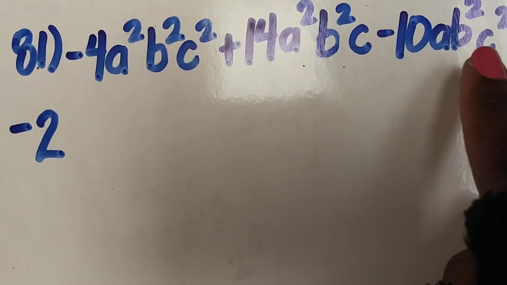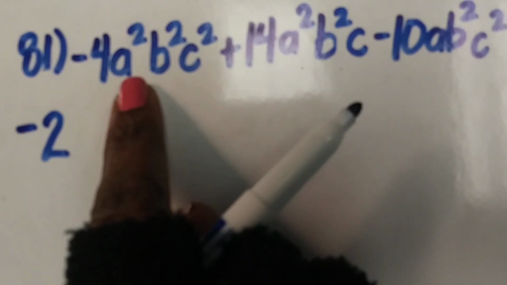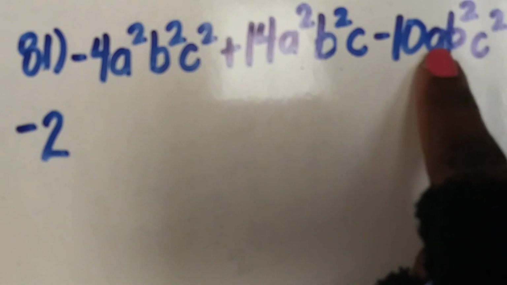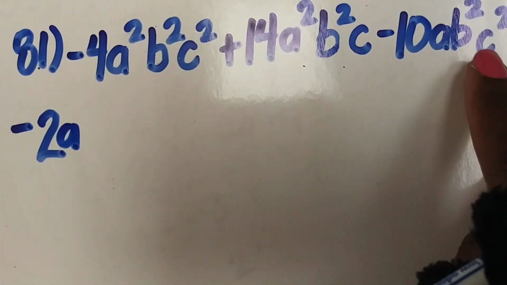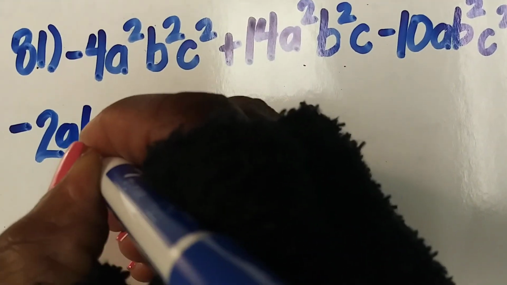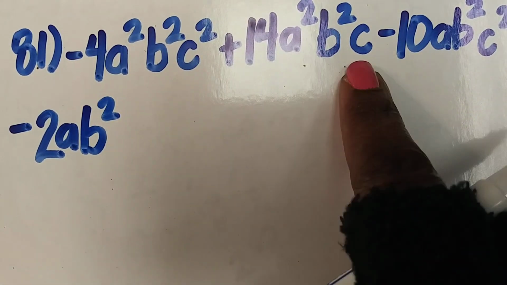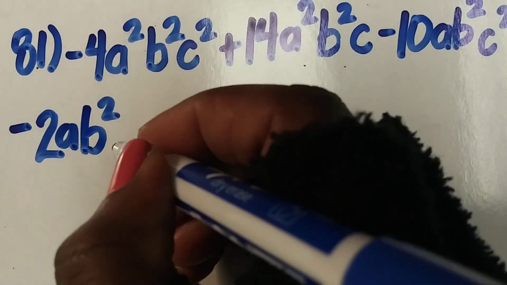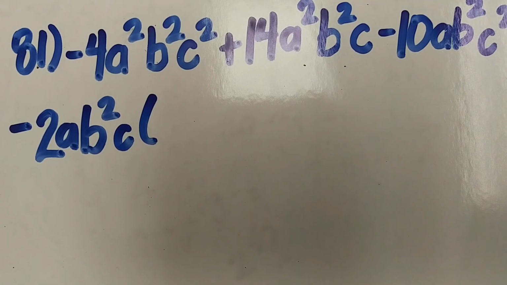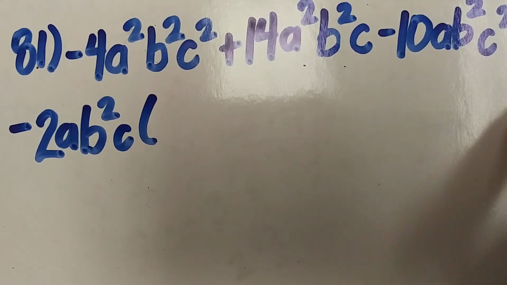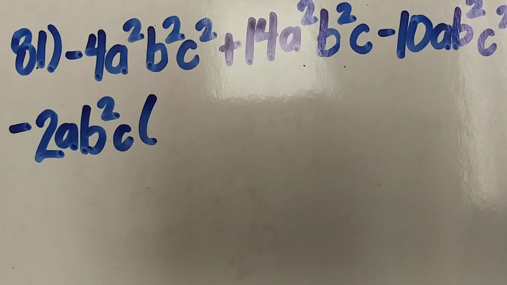Look at the A's. Each of them have at least one A in common. Look at your B's. They have at least 2 B's in common. Look at your C's. They have at least 1 C in common. So this is my greatest common factor. What is left over goes in parentheses. To write what is left over, we're going to divide. And we have to remember that when dividing, you subtract the exponents. Very careful.